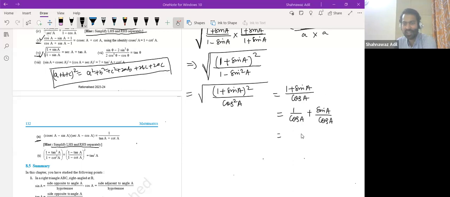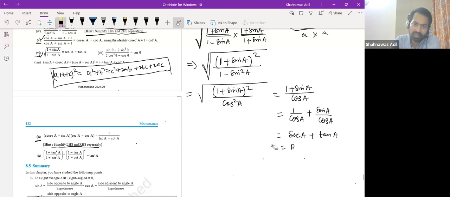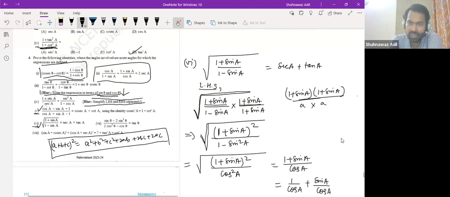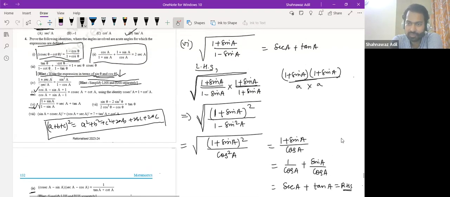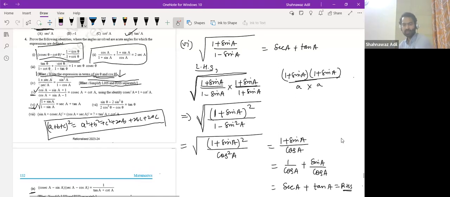Yes, Amira, tell me, what is this? 1 by cos A is sec A, and then plus tan A. Good. Now this is equal to RHS. So this was the question. Now you guys are doing the problem. Good. Everybody understood, Amira and Abir? Yes, sir. Okay, so please note down this problem.